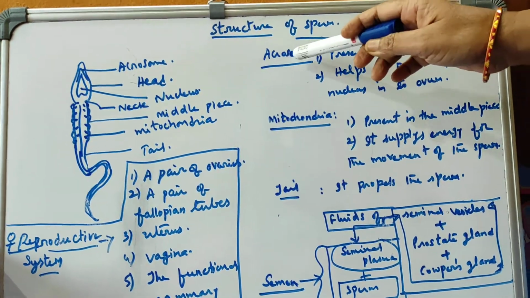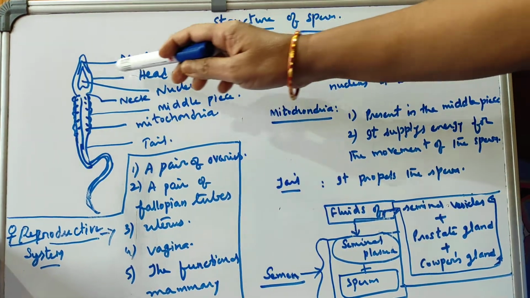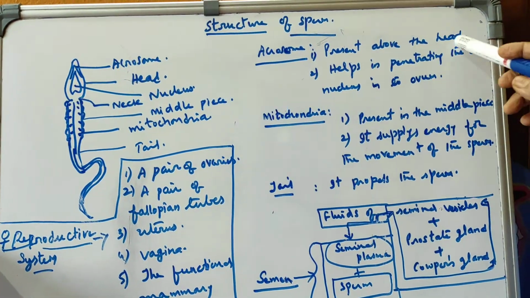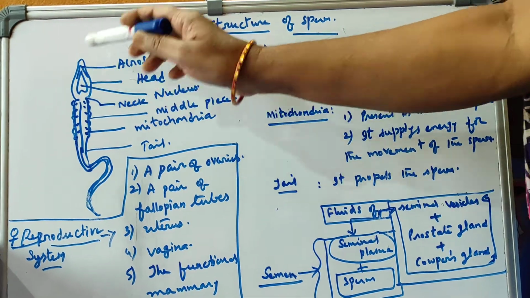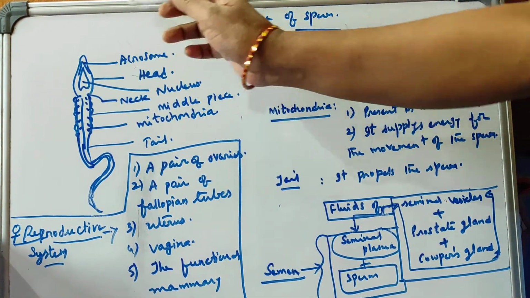First, the acrosome, present above the head, helps in penetrating the male nucleus into the ovum. This is the male nucleus, and it will be penetrated into the ovum with the help of the acrosome.